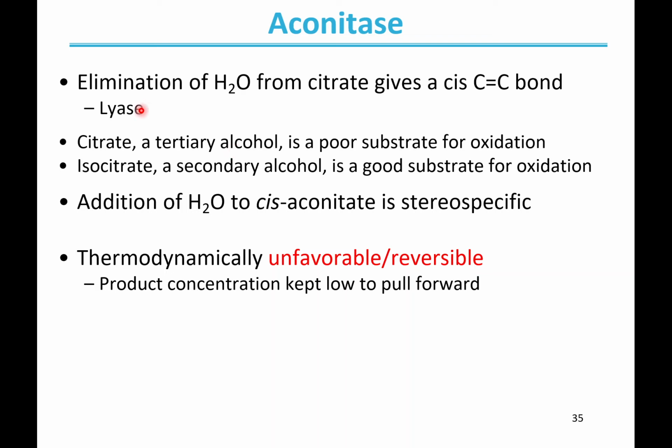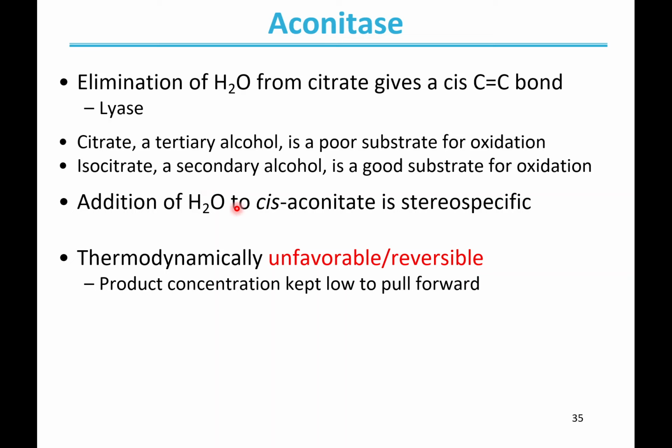Okay, here this aconitase, how we describe this is an elimination of H2O from citrate, gives that C=C double bond. That's that lyase function of the enzyme. Citrate's a tertiary alcohol, I was kind of alluding to this. It's a tertiary alcohol, which is a poor substrate for oxidation. Isocitrate is a secondary alcohol, which is a good substrate for oxidation. So you have an elimination of H2O, you get that intermediate with a carbon-carbon double bond.